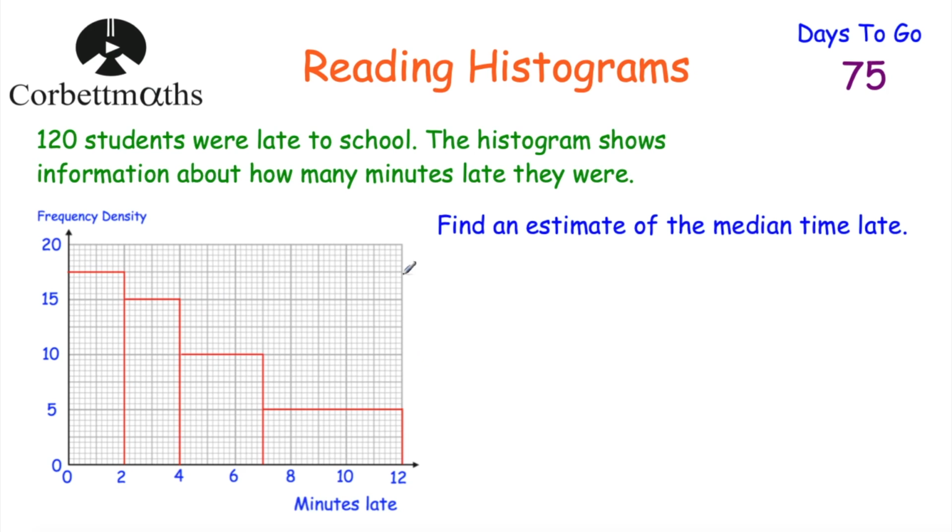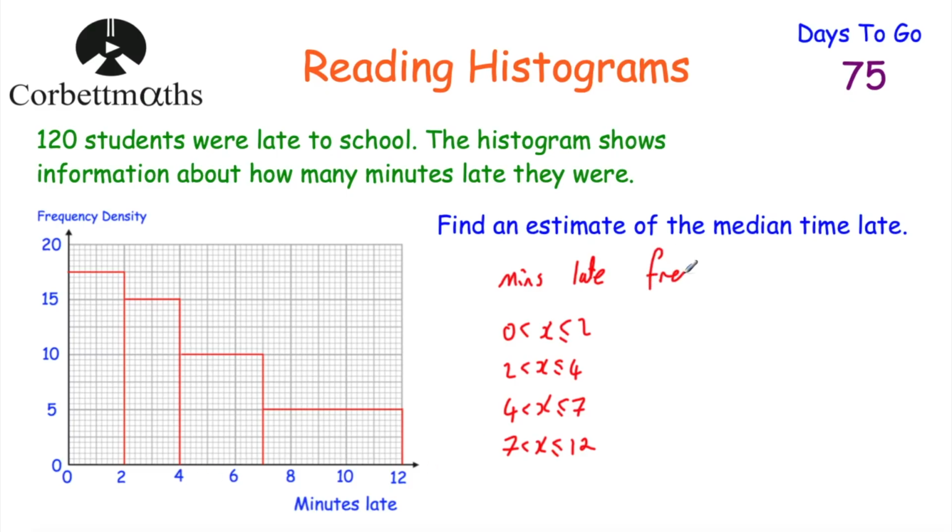Okay, so the question says find an estimate for the median time late. So in terms of this, let's jot down our frequency tables. So we've got our minutes late between 0 and 2, between 2 and 4, between 4 and 7, and 7 and 12. And let's jot down our frequencies. Between 0 and 2, the class width is 2. The frequency density is 17.5. 2 multiplied by 17.5 is equal to 35. So that has a frequency of 35. Next, between 2 and 4, the class width is 2. The frequency density is 15. 2 times 15 is equal to 30.